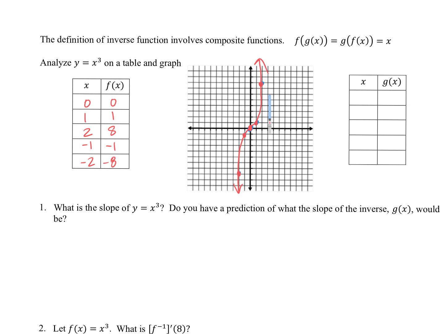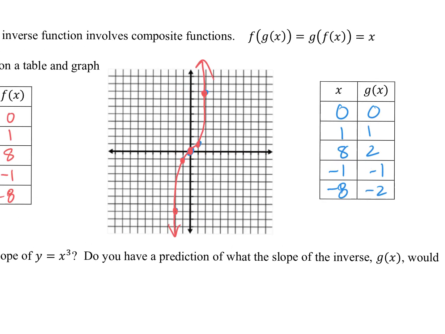You guys, if this had these 5 points, can we write what its inverse's points would be? What would (0, 0) turn into for an inverse? (0, 0). Flip those x's and y's. I'm going to do this one in blue. What about (1, 1)? (2, 8) would turn into (8, 2). (-1, -1) is (-1, -1). (-2, -8) is (-8, -2). Let's go plot those points.